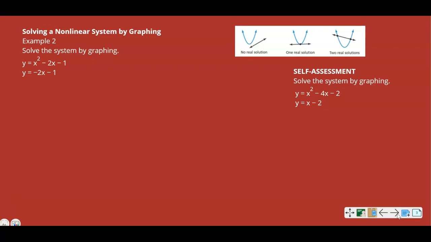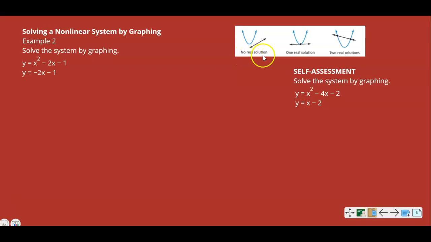Solving a nonlinear system by graphing. All right, so x squared minus 2x minus 1, we've just been working with quadratic equations, so we know that this is a quadratic equation, so it's shaped like a parabola. And then this one, of course, is linear because it's x to the first power. So you're going to have 3 possible types of solutions.